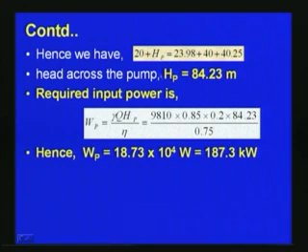Here the head across the pump Hp is equal to 84.23, and then we can find out the required input power Wp is equal to gamma Q Hp by eta. So, gamma is 9810 into 0.85, the specific gravity, into Q is 0.2, Hp is 84.23, divided by 0.75. Thus we get Wp, the input power required, as 18.73 into 10 to the power 4 watts or 187.3 kilowatts.